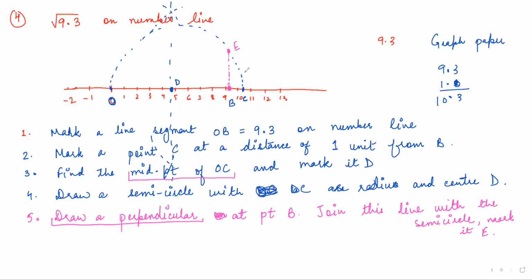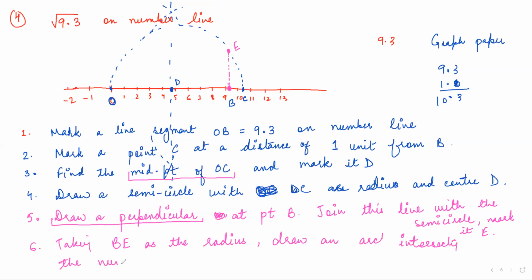Now you will take BE as the radius. Okay. Taking BE as the radius. Clear? Draw an arc intersecting the number line at F. That means you have taken BE as the radius.